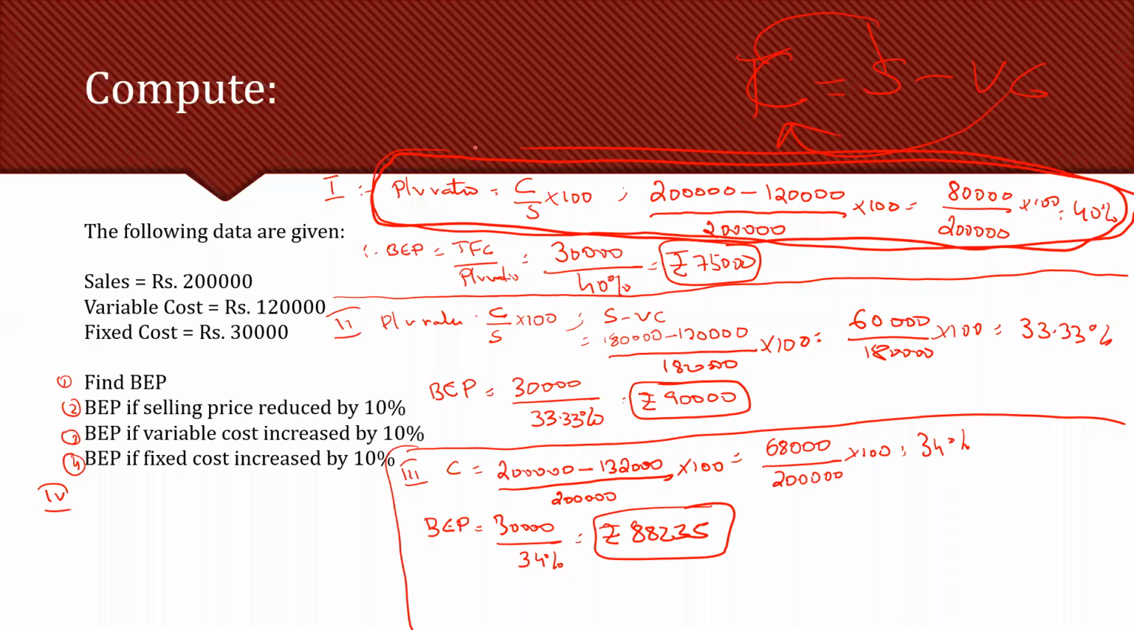Yes. So what is the break-even point? Fixed cost divided by PV ratio. In this case, fixed cost is increasing by 10%. So 30,000 into 10%, how much? 3,000. So it is increasing. How much? 33,000. 33,000 divided by, what is the PV ratio? 40%. How much? 82,500. So let me tell you, after computing all these 4 break-even points, which is better for the company?